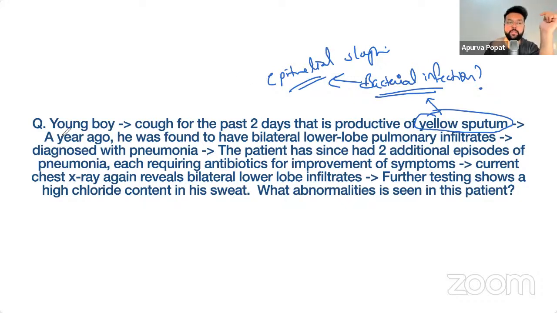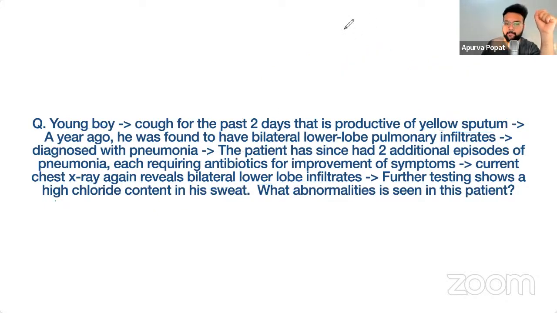But anyway, this young boy has had yellow sputum for 2 days, and he also had a history of bilateral pulmonary infiltrates. He already had frequent episodes of pneumonia, and furthermore he had more episodes of pneumonia which required antibiotics for improvement of the symptoms. Right now the chest x-ray is again showing bilateral lower lobe infiltrates. Further testing shows high chloride content in his sweat. What's your diagnosis? Cystic fibrosis.